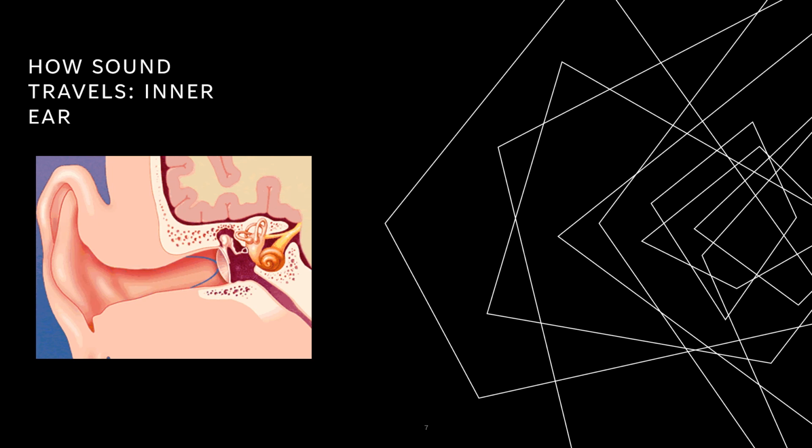The vibrations of the oval window create fluid waves in the cochlea. As the fluid waves travel through the scala vestibuli, they cause a flexible membrane called the basilar membrane to move up and down. On the basilar membrane, there are specialized hair cells that have tiny hair-like projections called stereocilia on their surfaces. The movement of the basilar membrane causes the stereocilia to bend back and forth, stimulating the hair cells. When the hair cells are stimulated, they convert the mechanical vibrations into electrical signals, which are then transmitted to the auditory nerve. The auditory nerve carries these electrical signals to the brain, specifically to the auditory cortex.